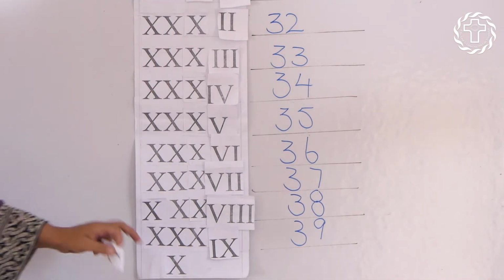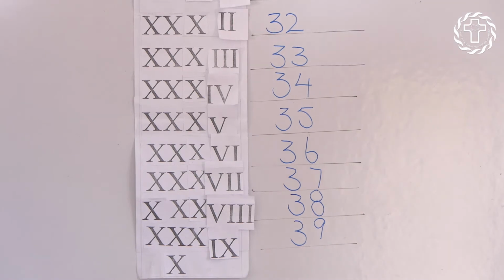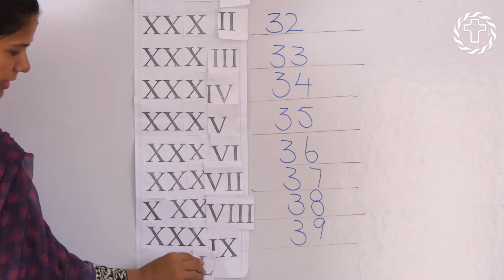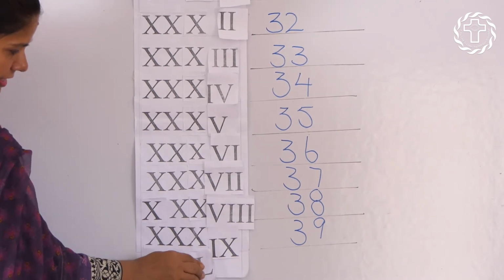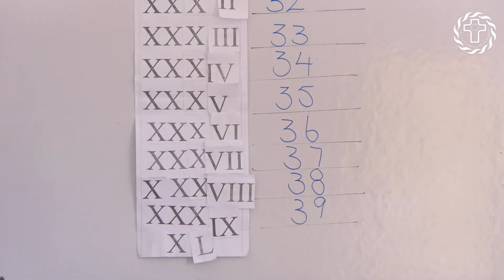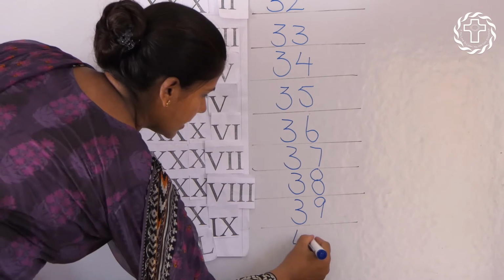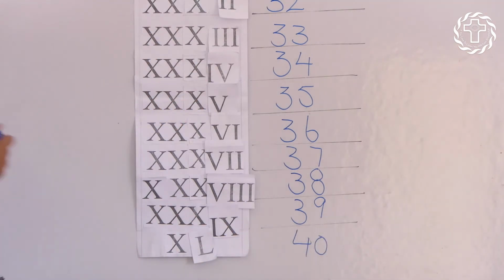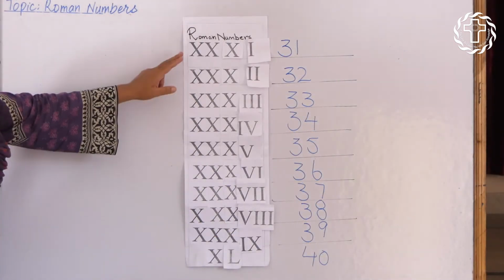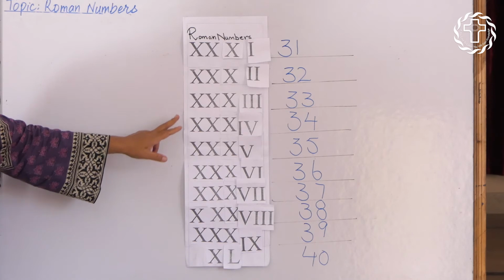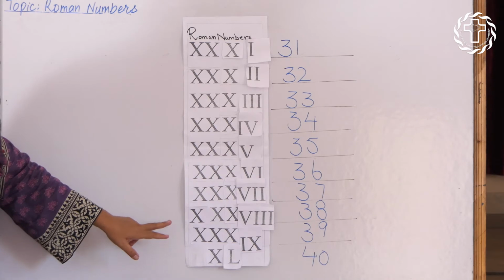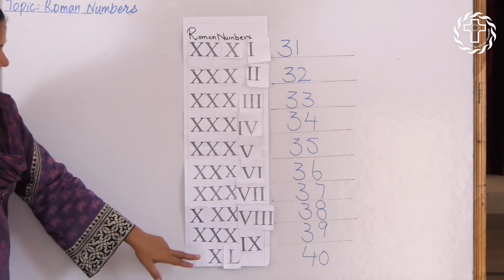Number 10 is not complete. L. Over there it will be 40. Good. 31, 32, 33, 34, 35, 36, 37, 38, 39, 40. XL is 40.